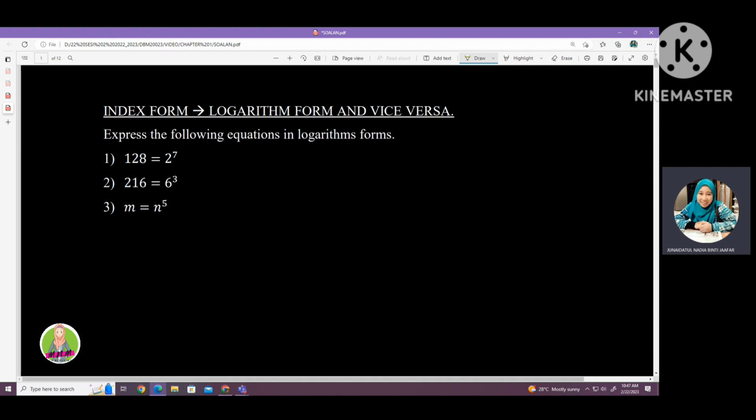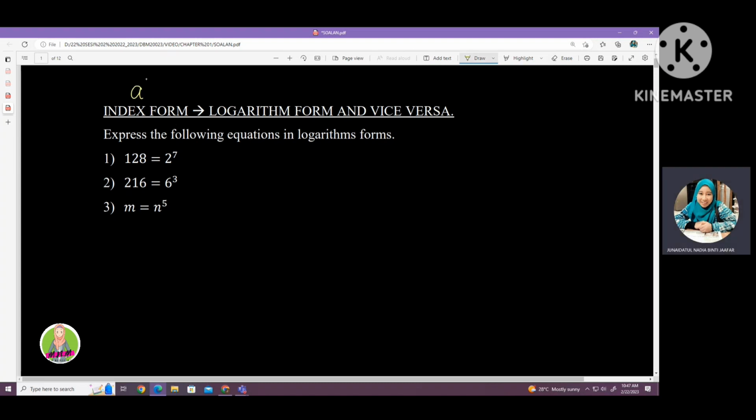Dalam video kali ini saya akan terangkan berkenaan macam mana kita nak convert ataupun tukarkan daripada index form kepada log form and vice versa, means daripada log kepada index pula. Okay. So sebelum kita nak tengok ni, first sekali kita kena tahu index form bentuk dia adalah seperti ini.